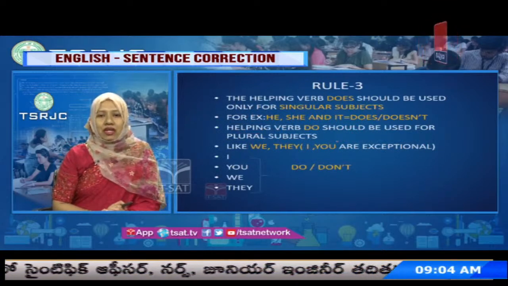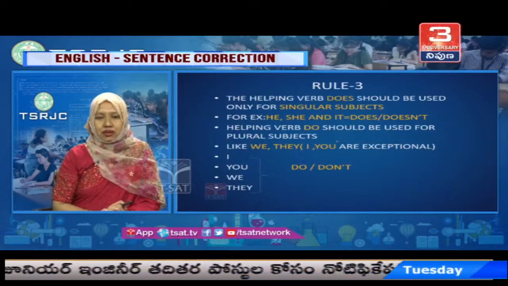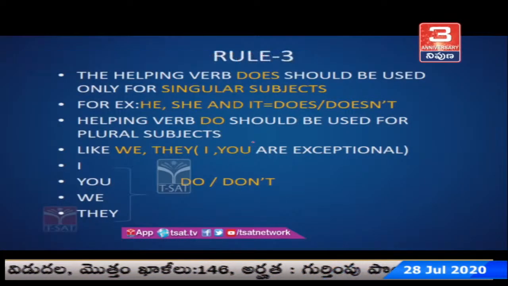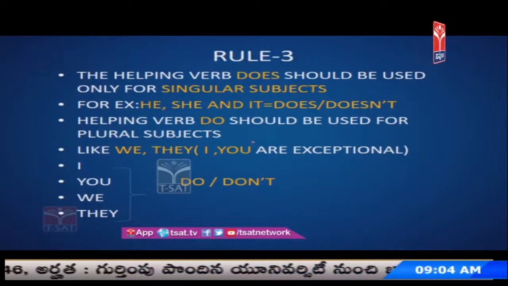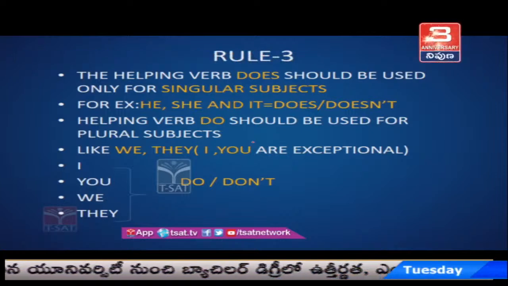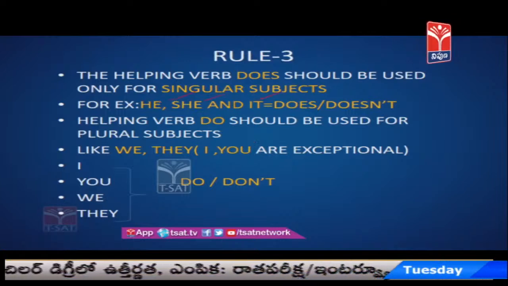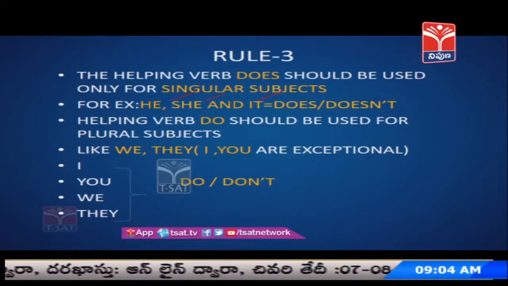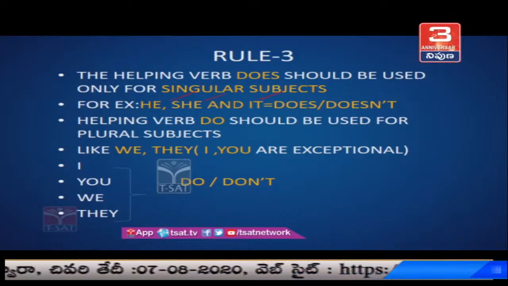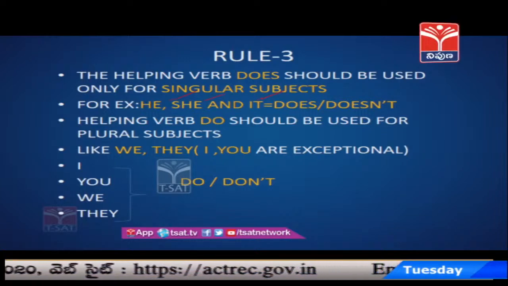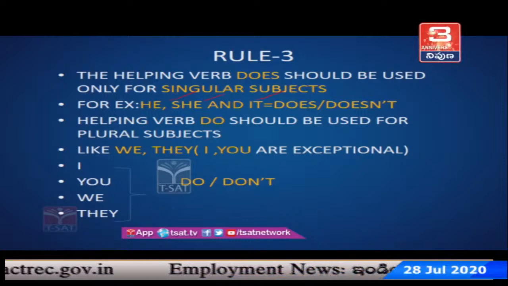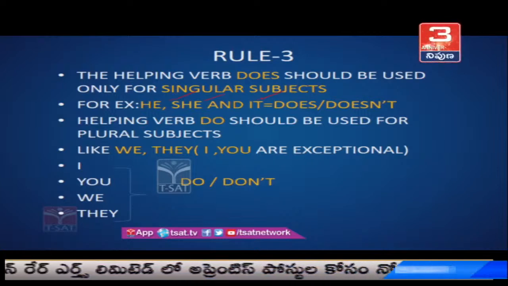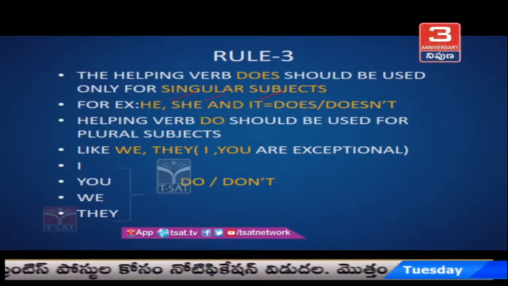The helping verb "does" should be used only for singular subjects. When we talk about the do form of verbs, always remember he, she and it. Along with the subjects he, she and it, "does" or "does not" should be used. He does his work regularly. She does her work neatly. "She does comes to school regularly" is wrong. "It does works" is wrong; "It does not work" is correct. So, remember that "does" and "doesn't" should be used with the subjects he, she and it.